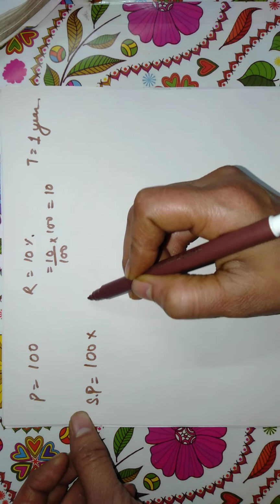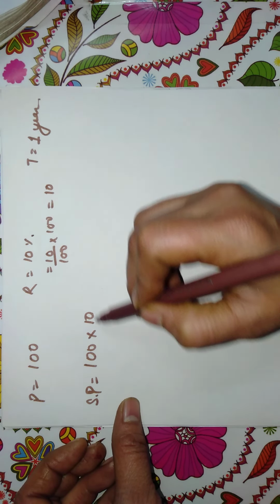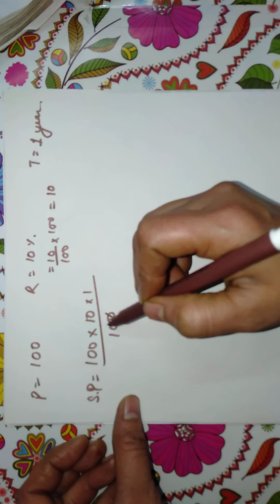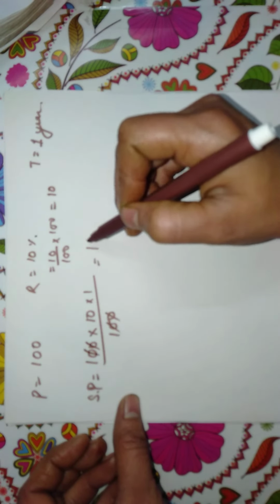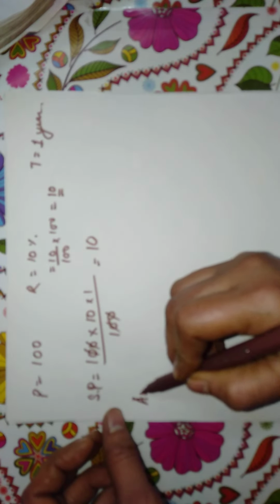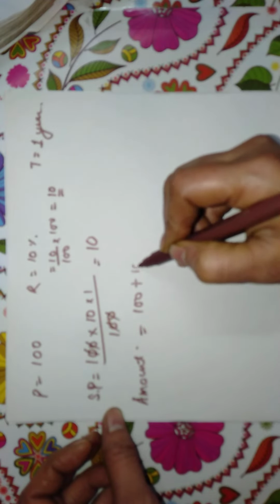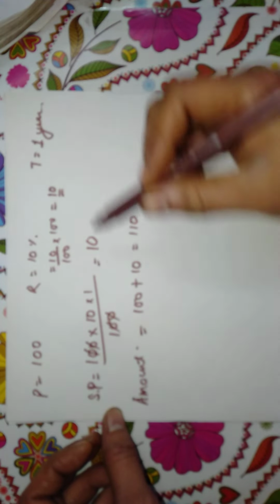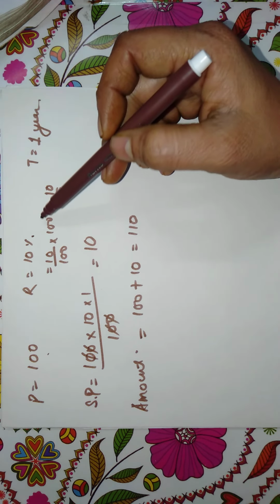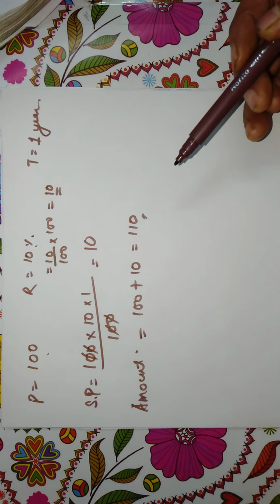100 into the rate of interest 10 into 1 upon 100. We just calculate it in this way. So the simple interest is 10 rupees. That 10 rupees is added to the amount, 100 plus 10, 110. That is, if we deposit 100 rupees for 1 year at the rate of interest 10%, then we'll get 110 rupees after the end of the 1 year.